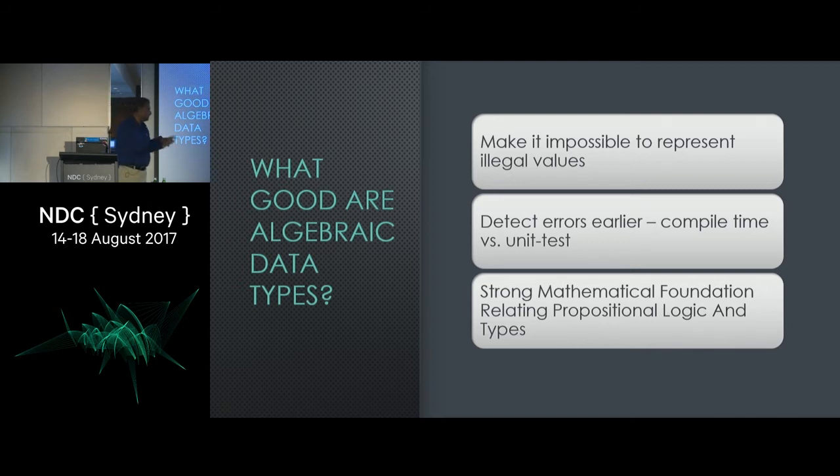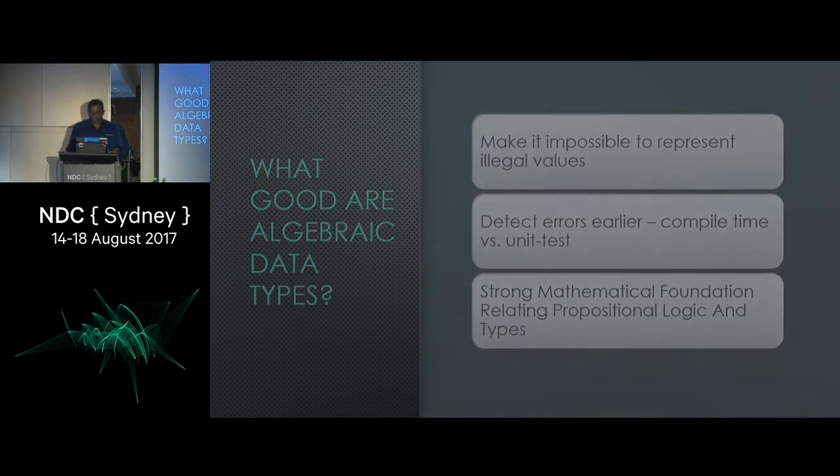And this is probably the only time you'll hear me say this in the entire talk, but there's actually mathematics behind it. There is strong mathematical theory that relates propositional logic and type logic. And it turns out that if you have a strong type system, you can make strong claims about whether a program is actually correct when the compiler passes it. You can make certain claims about that. So algebraic data types are useful for that kind of thing.